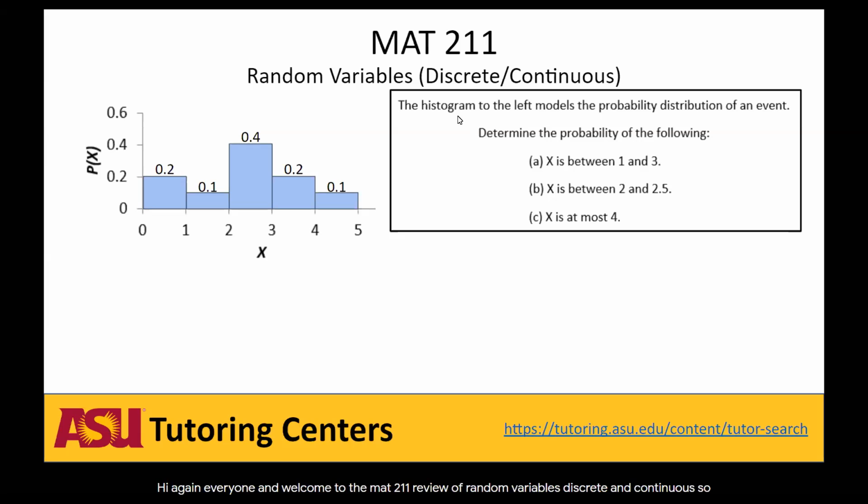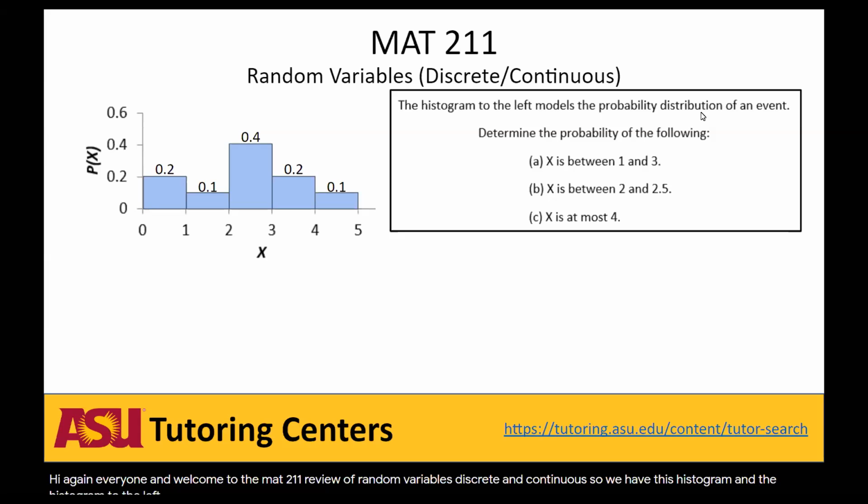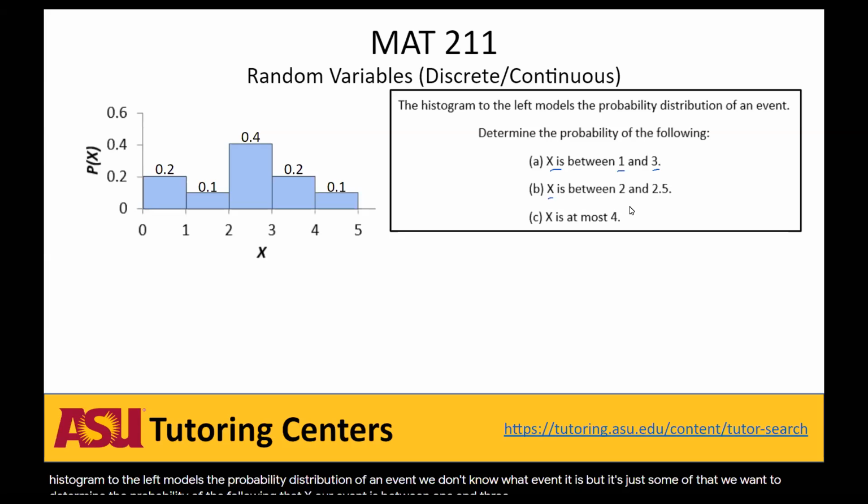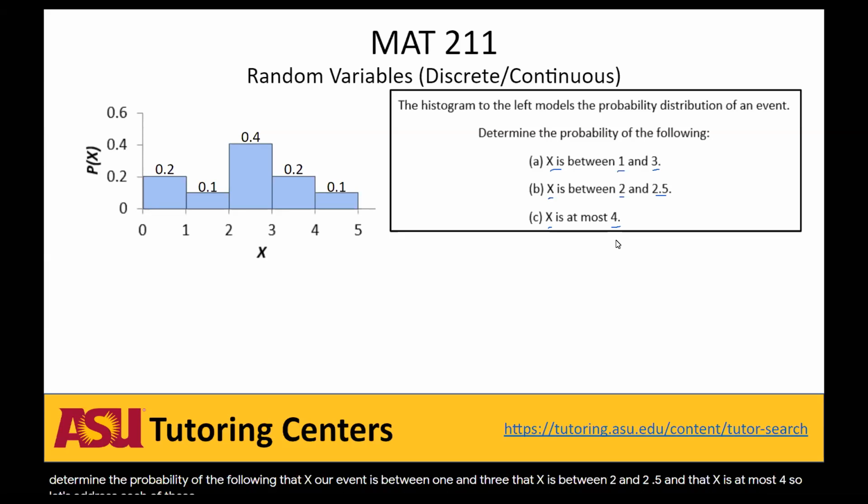So we have this histogram, and the histogram to the left models the probability distribution of an event. We don't know what event it is, but it's just some event. We want to determine the probability of the following: that x, our event, is between 1 and 3, that x is between 2 and 2.5, and that x is at most 4. So let's address each of these separately.